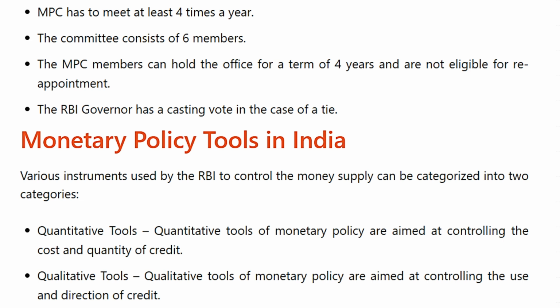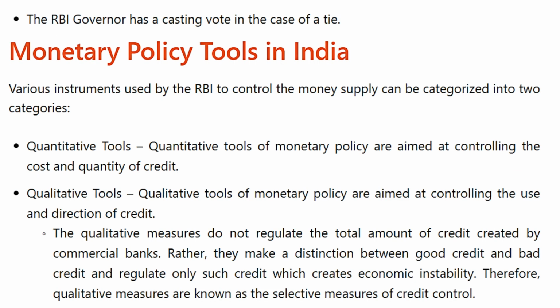Monetary policy tools in India. Various instruments used by the RBI to control the money supply can be categorized into 2 categories. Quantitative tools. Quantitative tools of monetary policy are aimed at controlling the cost and quantity of credit. Qualitative tools. Qualitative tools of monetary policy are aimed at controlling the use and direction of credit. The qualitative measures do not regulate the total amount of credit created by commercial banks. Rather, they make a distinction between good credit and bad credit and regulate only such credit which creates economic instability. Therefore, qualitative measures are known as the selective measures of credit control.